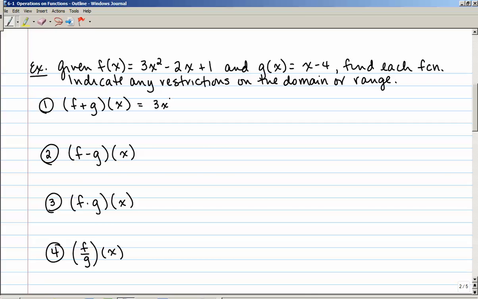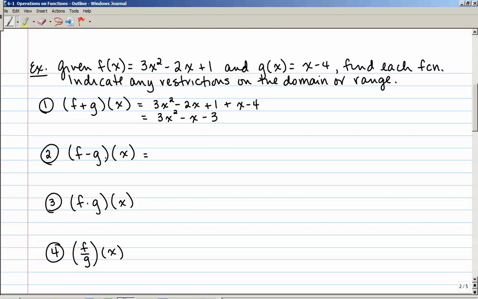So that's going to be 3x squared minus 2x plus 1, which is f of x, plus g of x, which is x minus 4. So just combine like terms. 3x squared minus x minus 3. And that's all there is to it. Just add the two functions.